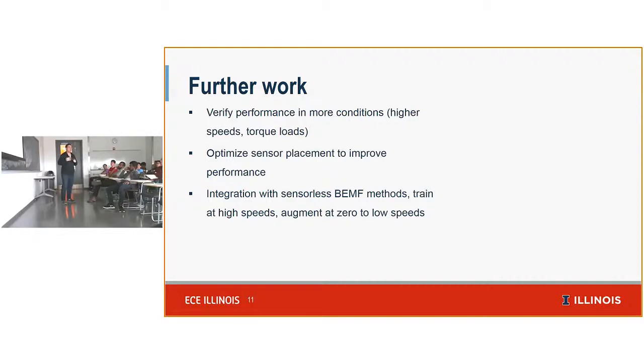And then use the neural net to augment the back EMF method at the lower and zero speed region where the back EMF method suffers from poor accuracy. Right, so that is all I have. Questions?